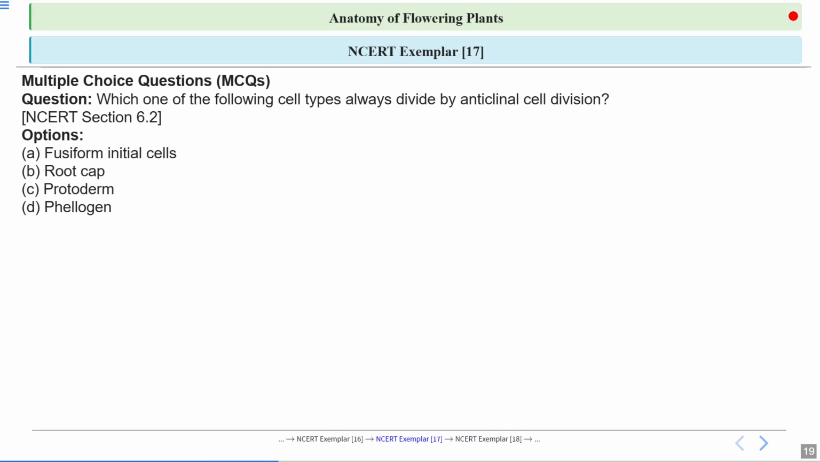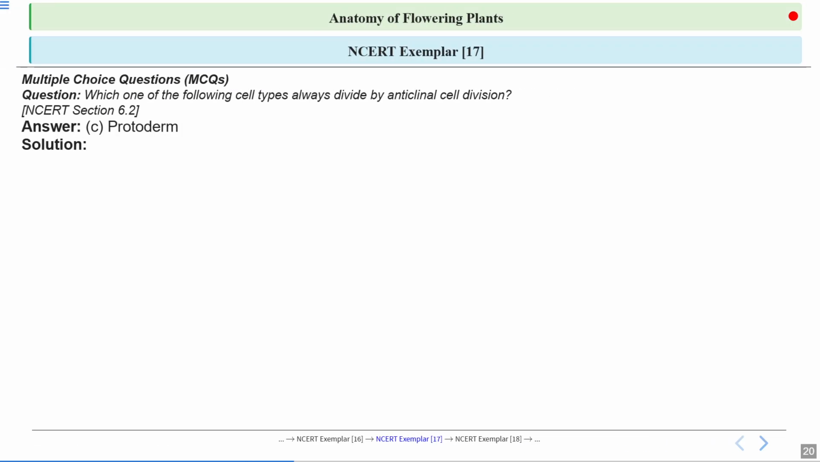Let us move to the next question. Which one of the following cell types always divides by anticlinal cell division? This question is coming from NCERT section 6.2. Options are as follows. A, fusiform initial cells. B, root cap. C, protoderm. And D, phloem. Let us see the answer of this question. Okay, the correct answer is option C, protoderm.